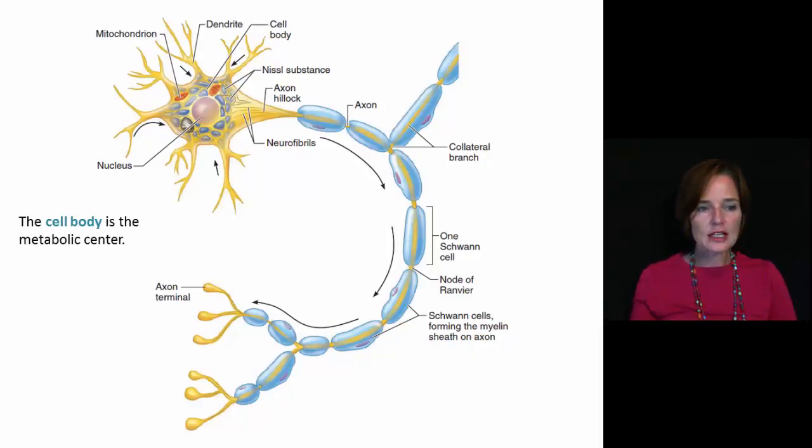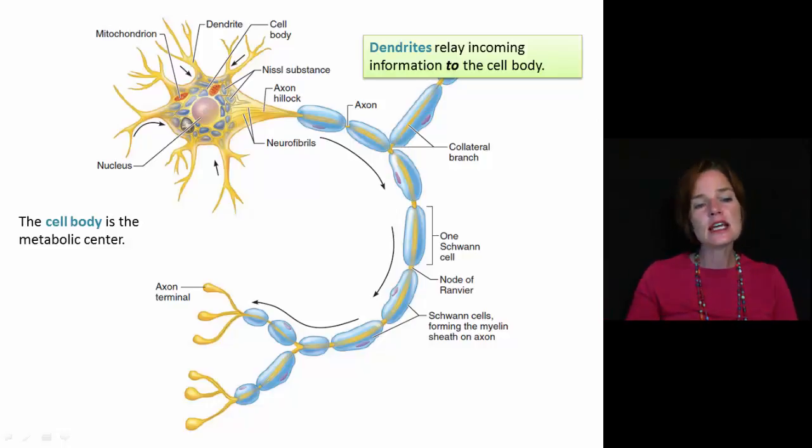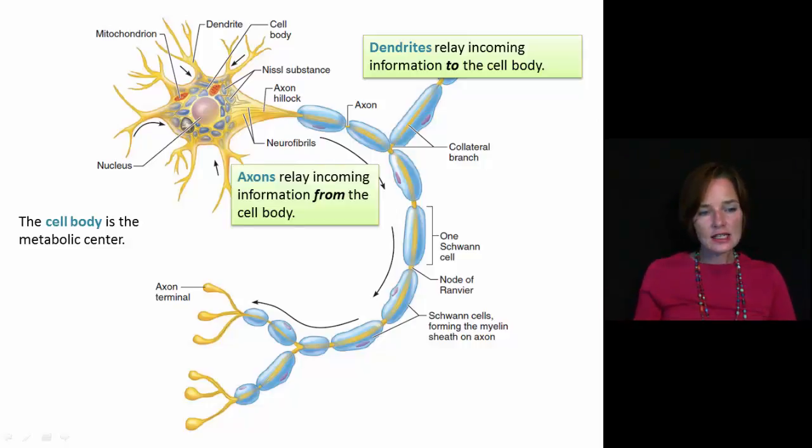Here's a closer look at the cell body, because that is where we find the nucleus, and it's also where we find the organelles. That is the metabolic center, so that is where the metabolic activities are primarily taking place. The dendrites, which are projecting from that, are going to be collecting and relaying incoming information to the cell body. So they're bringing the information in, and then the axons are going to relay the information out. So they are sending things from the cell body out of that particular neuron.